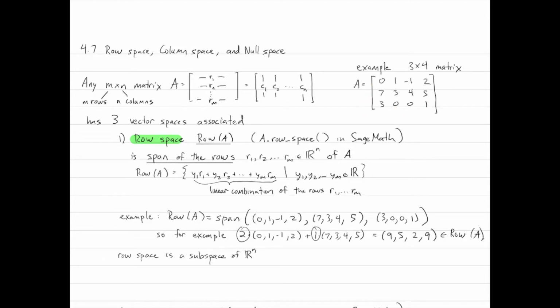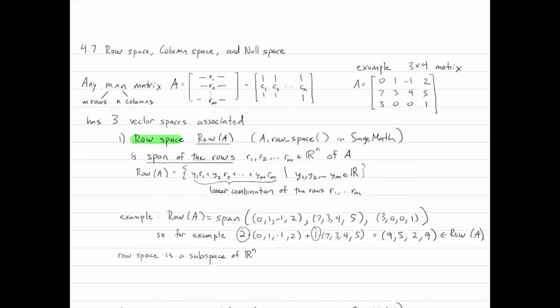And sometimes we can write the rows as R1, R2, all the way up to Rm. And then the columns, we can also write a matrix by its columns, C1, C2, all the way up to Cn. These are dashes, not ones.